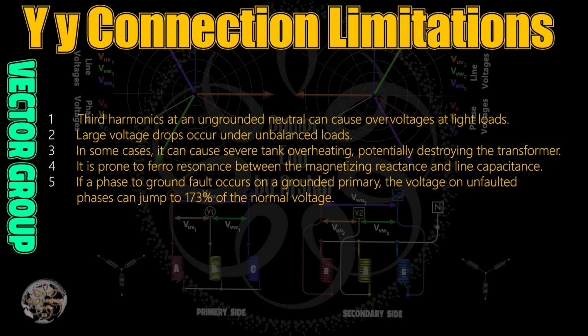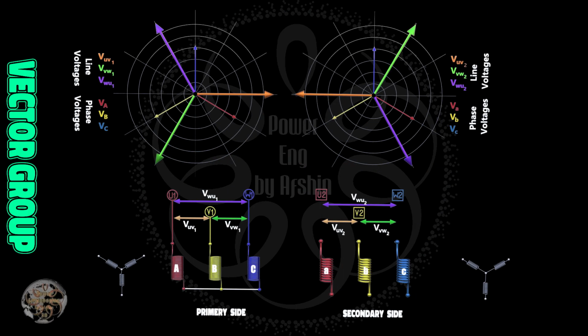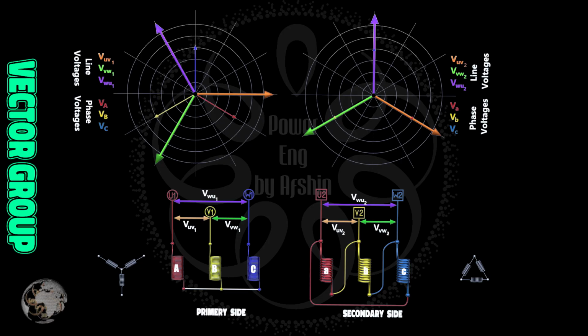4. It is prone to ferroresonance between the magnetizing reactance and line capacitance. 5. If a phase to ground fault occurs on a grounded primary, the voltage on unfaulted phases can jump to 173% of the normal voltage. Now, let us move to YD and DY connections.